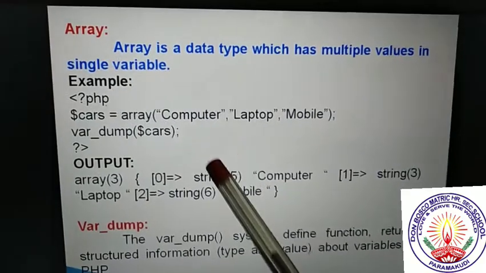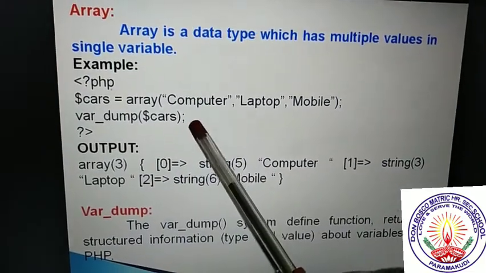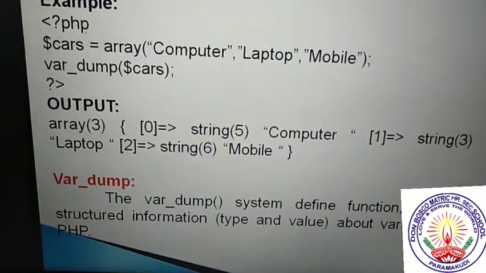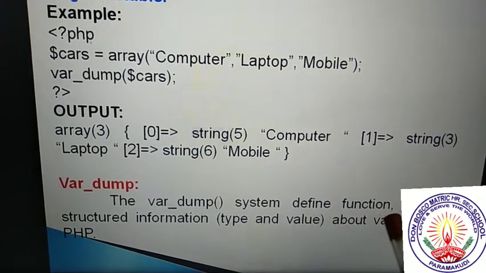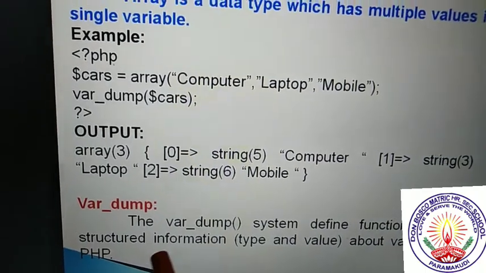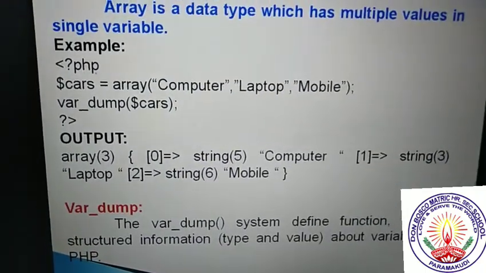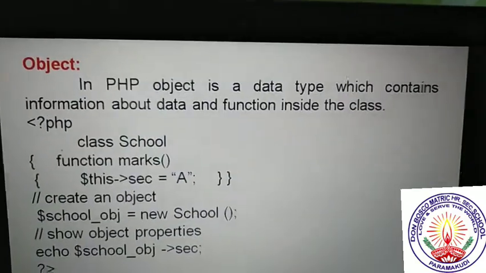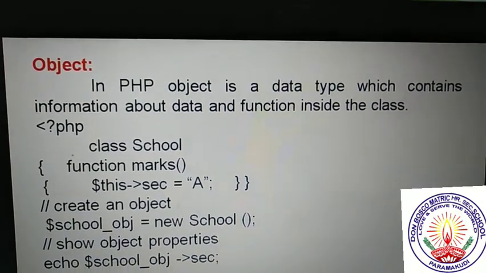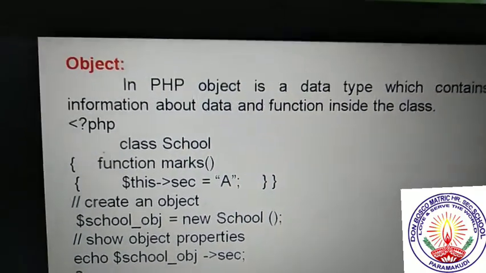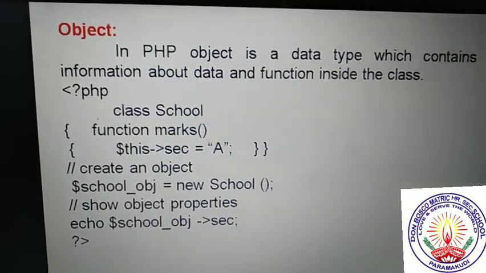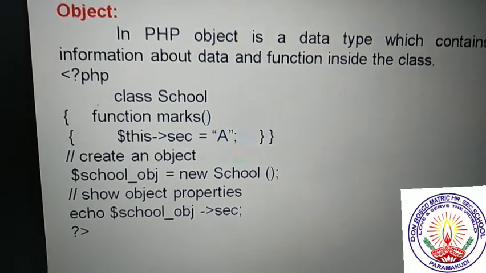Okay, so please note down the example program also. This is the example. It will display the array concept. And var_dump: the var_dump function returns structured information about the variable in PHP. It will be stored in the variable. And the object. Object is one of the data types. It contains information about data and functions inside the class. Object is a group of members. The group of members is stored in a particular class, inside the class.